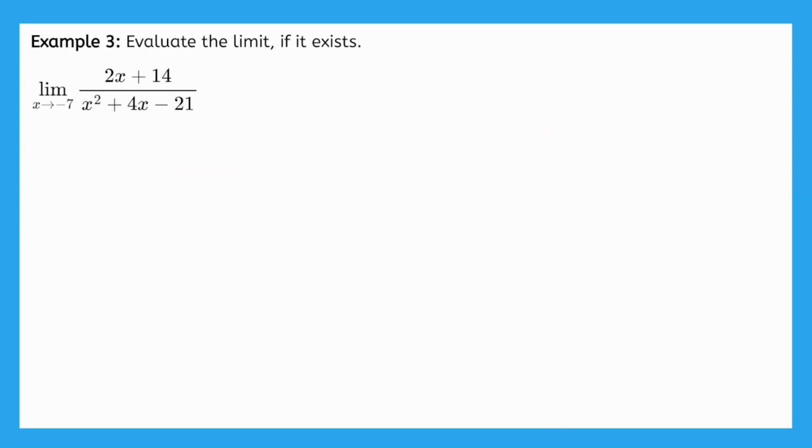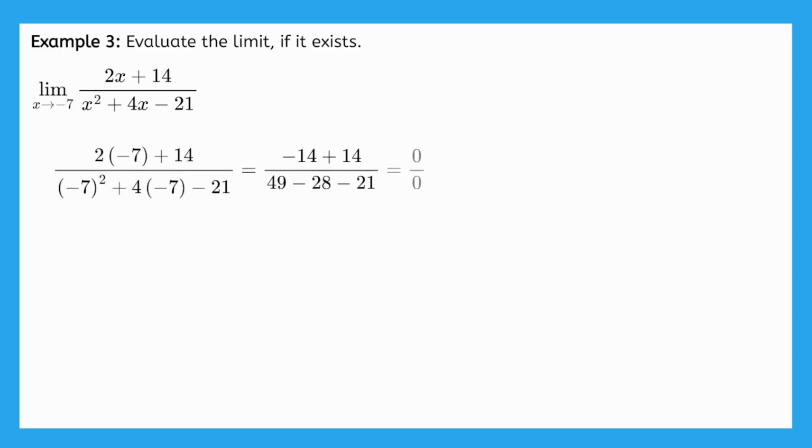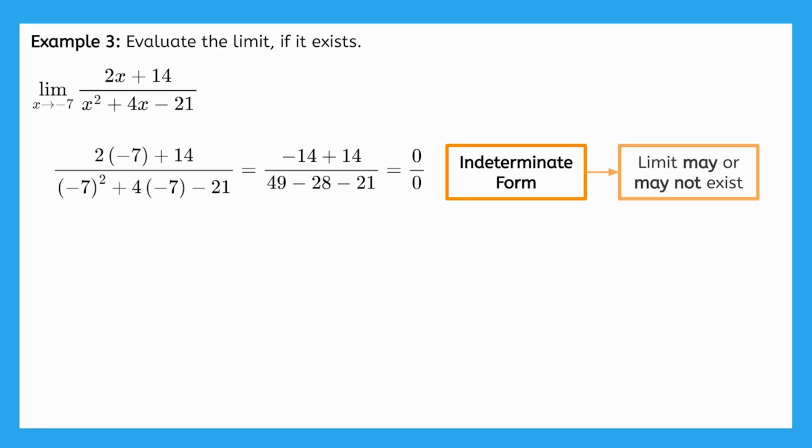Let's look at another example. Find the limit as x approaches negative 7 of this rational function. How would you approach this one? We could try direct substitution and substitute negative 7 for x, and we end up with the indeterminate form 0 over 0. Remember, this doesn't tell us whether the limit exists or not. It just means we need to try something else. As before, let's see whether we can find a function that is equivalent to this one everywhere except at x equals negative 7.